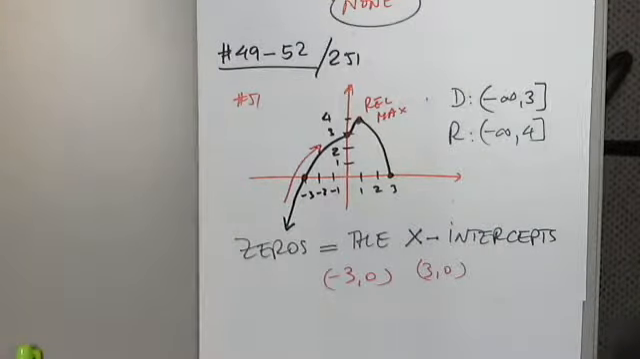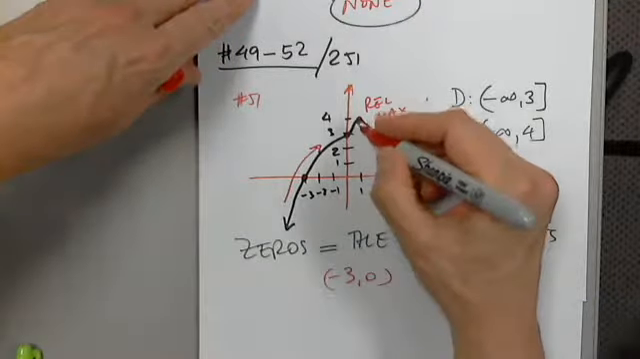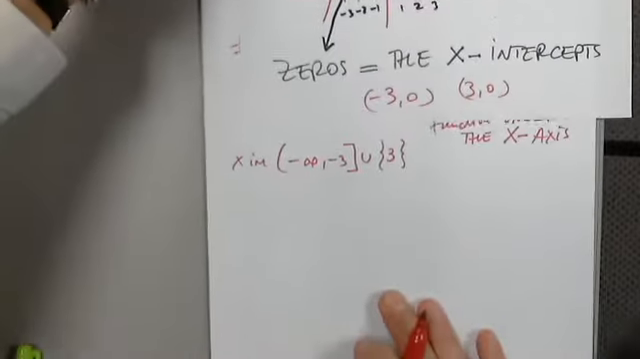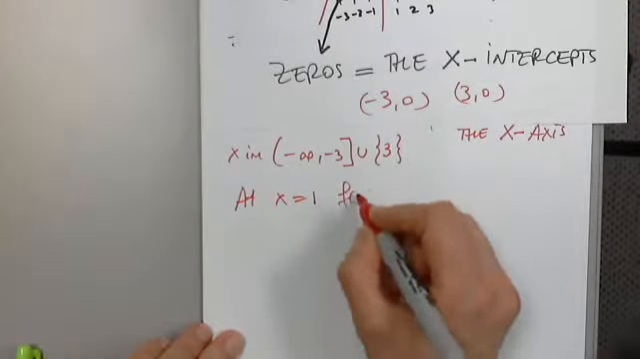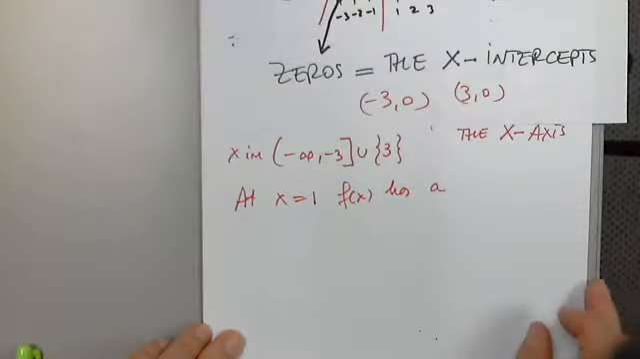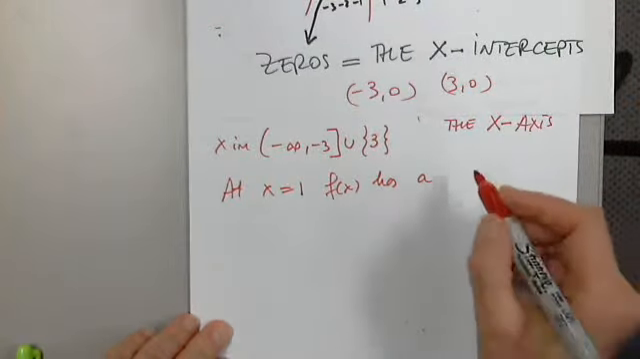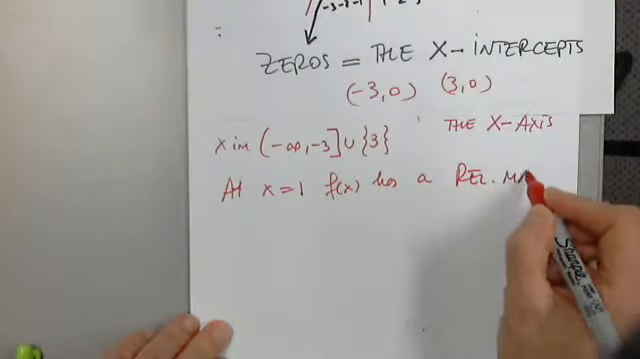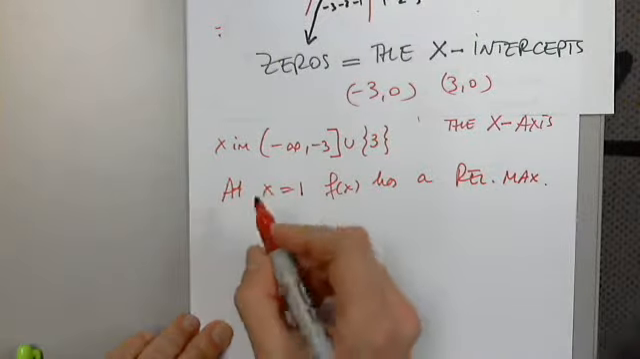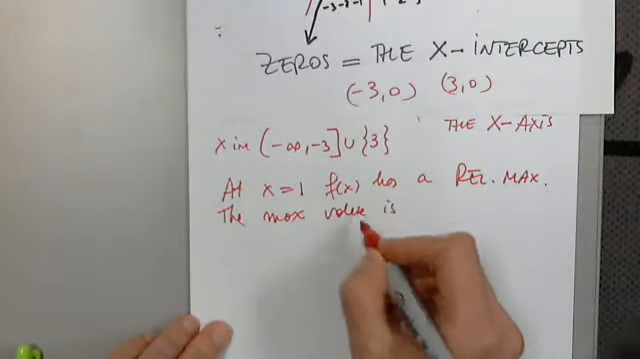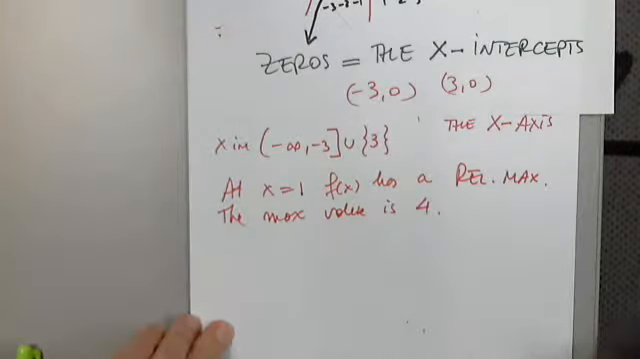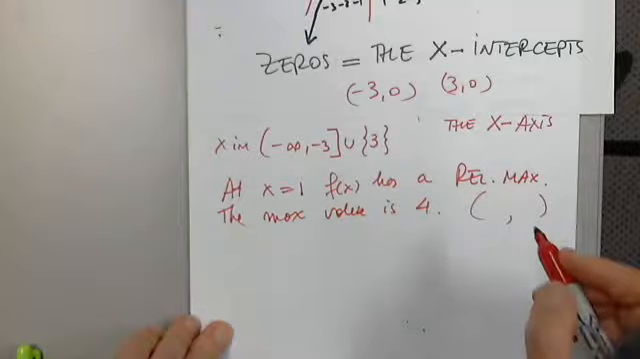Very good. Where does the relative max happen? It happens when x is 1. So I will say at x equals 1, f of x has a relative max. Now what is the relative max? The max value is 4. Which ordered pair did we read from? 1, 4.